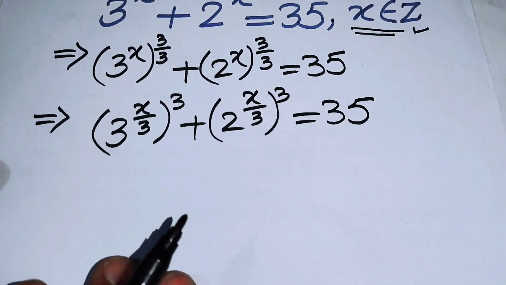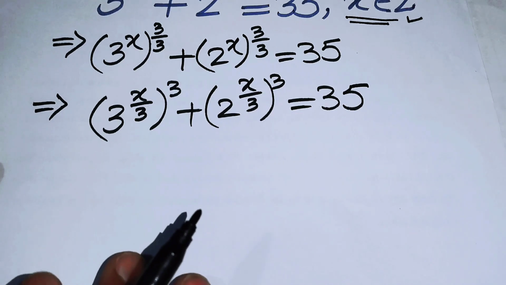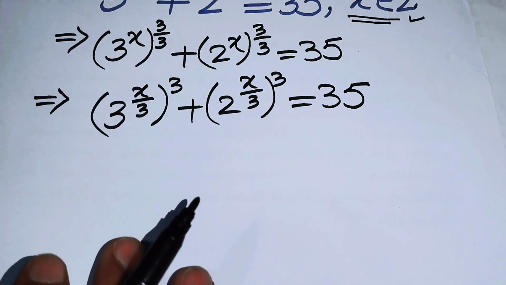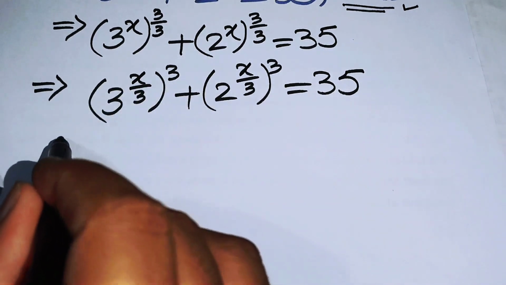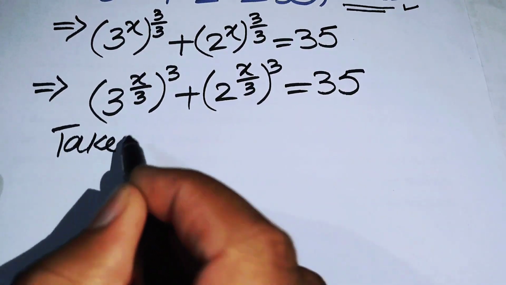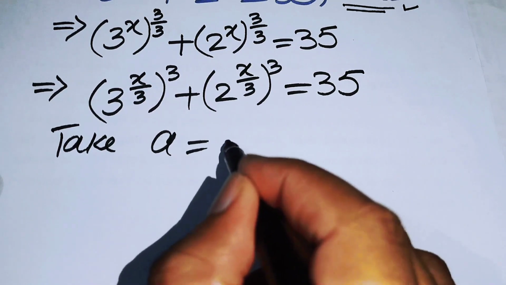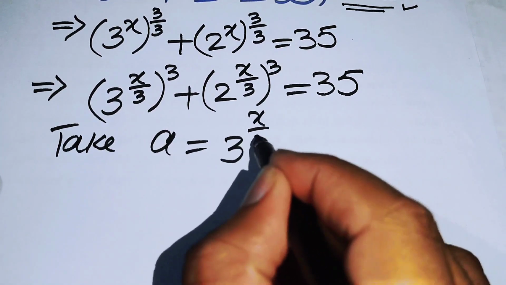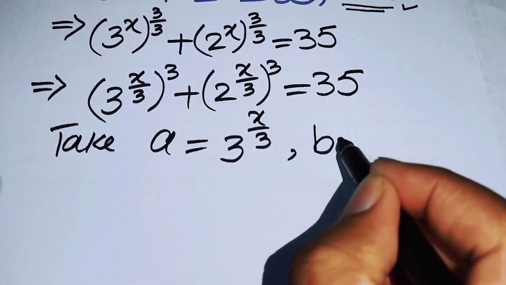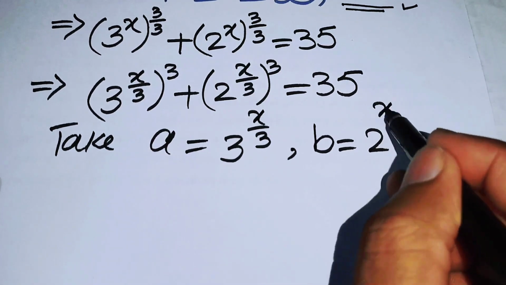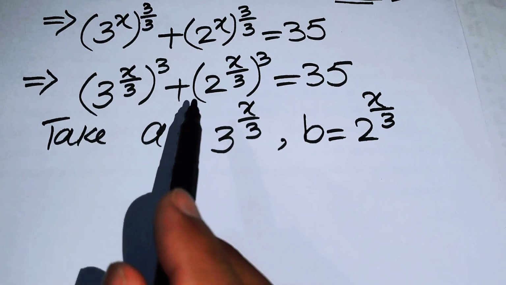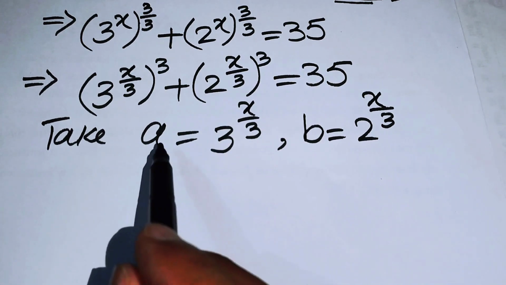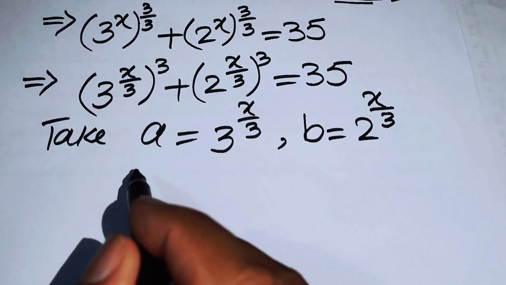After that, I will convert this exponential equation into a cubic equation, so here I will take a equal to 3 to the power of x over 3 and b equal to 2 to the power of x over 3, and here I can apply the conditions on a and b.